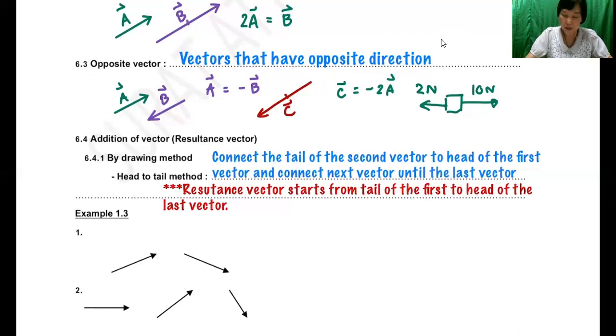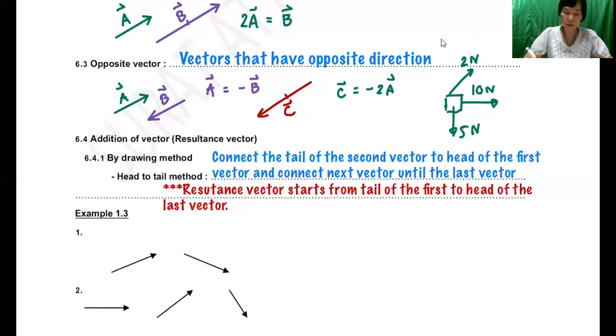Okay, but what if I change the direction? If I change the direction of the 2 Newton into this direction instead, what will be the resultant vector between these two forces? Or if I have another force, 5 Newton, acting on this object, what will be the resultant? Here is why I will teach you how to determine the resultant vector.